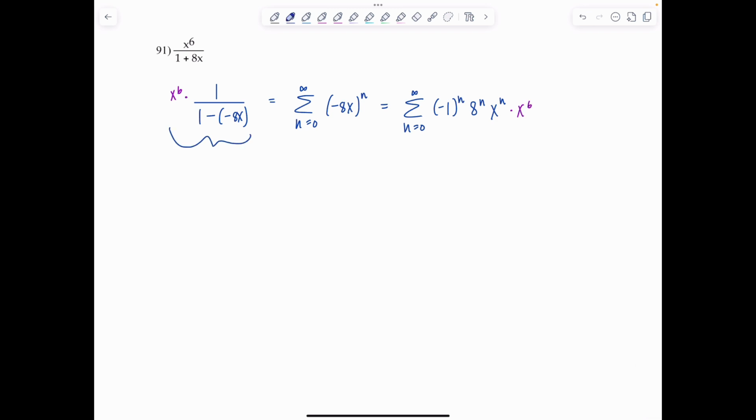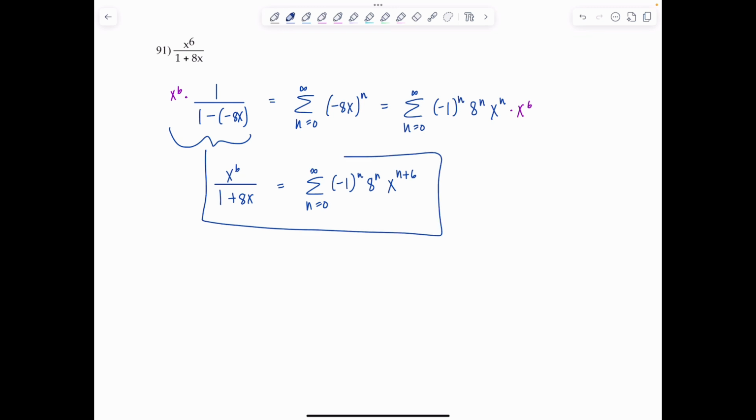So x to the 6th over 1 plus 8x is the sum n equals 0 to infinity, negative 1 to the n, 8 to the n, and then you just write x to the n plus 6. Good?